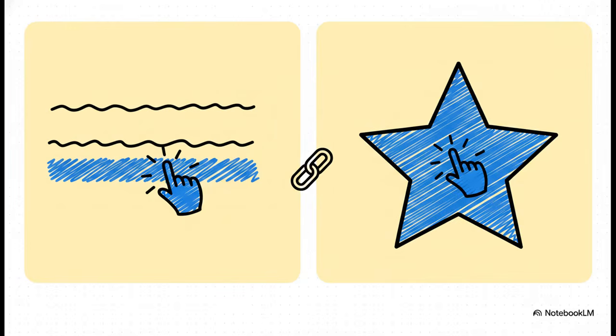So this brings up a design choice for you. Do you want people to click on a specific word or phrase? Or do you want a bigger target, like an entire button or a box?